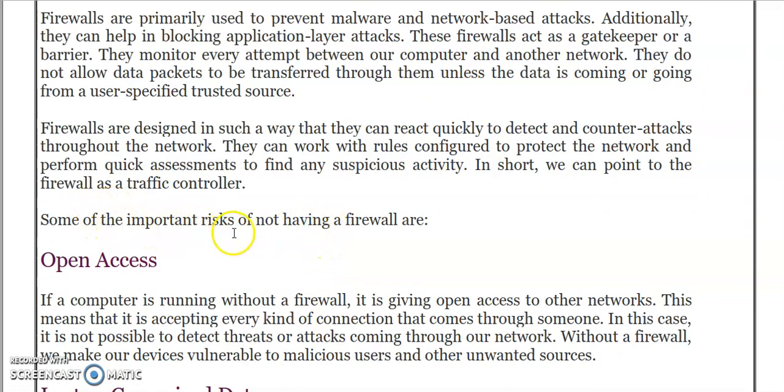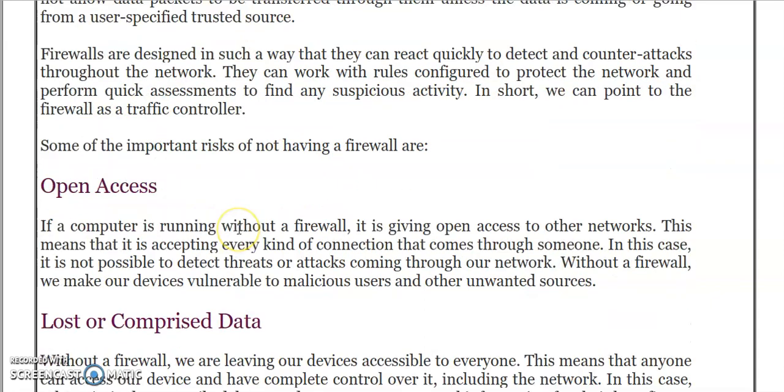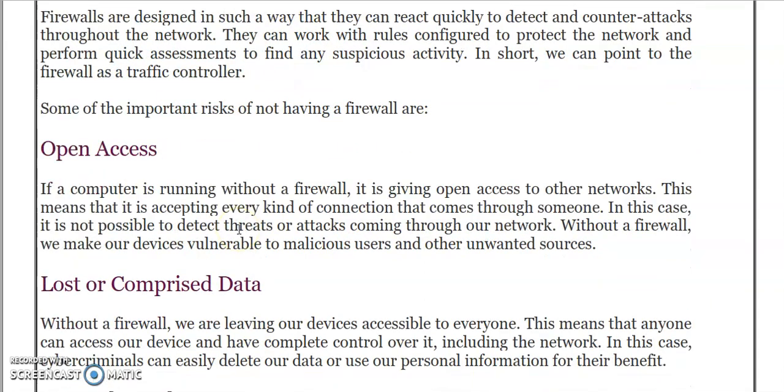Some of the important risks of not having a firewall are, if we do not have a firewall, what are the risks? The first is open access. If a computer is running without a firewall, it is giving open access to other networks. This means that it is accepting every kind of connection that comes through someone. In this case, it is not possible to detect threats or attacks coming through our network.